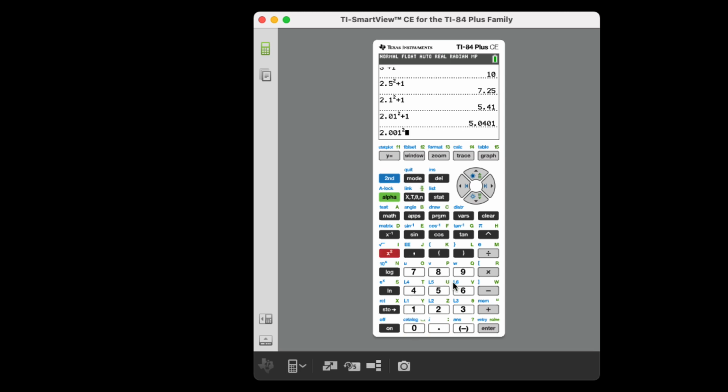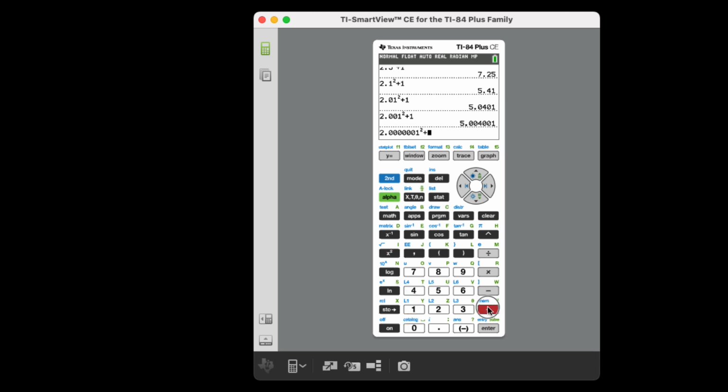2.001 squared plus 1. What do you guys start to see? You're approaching 2 from the right numerically. Where are you going to? You go, I got to see more numbers. Okay, keep adding more zeros. In fact, you can add even more zeros.